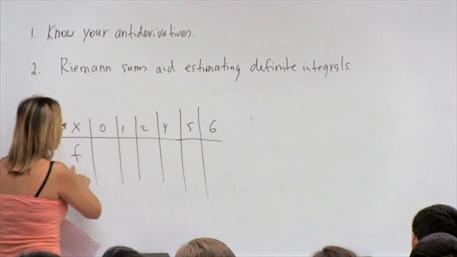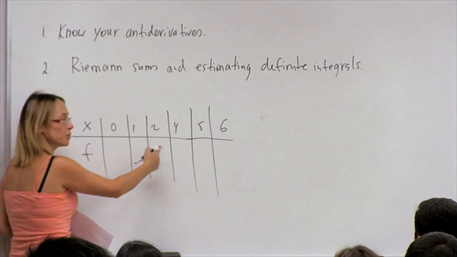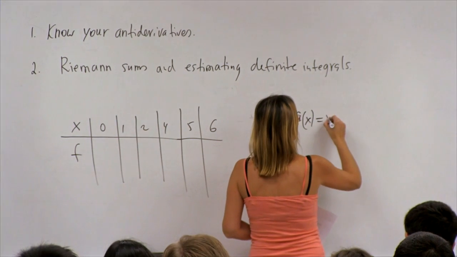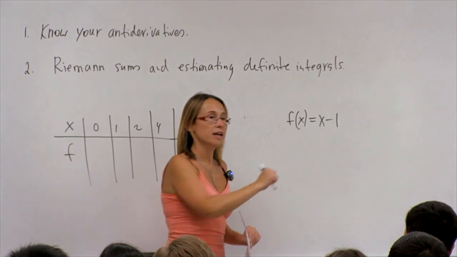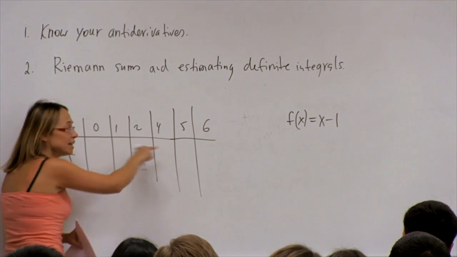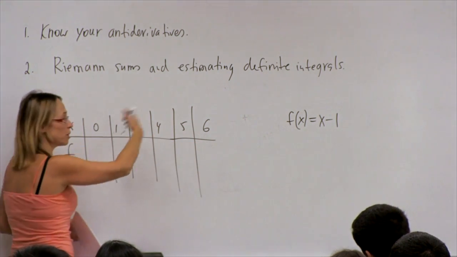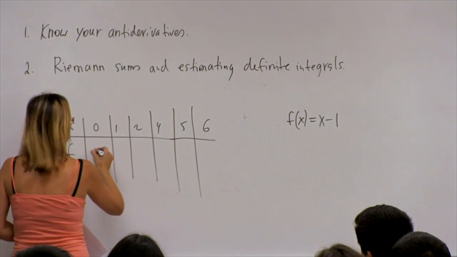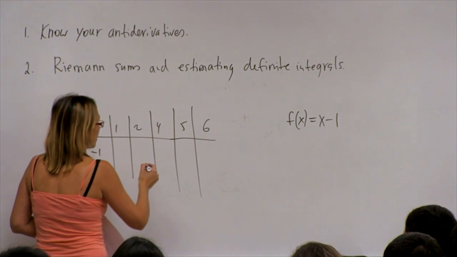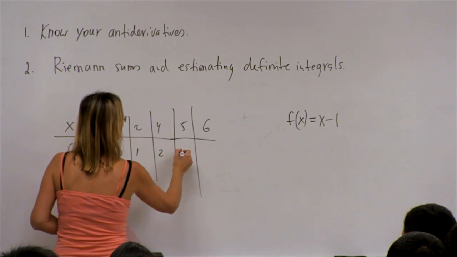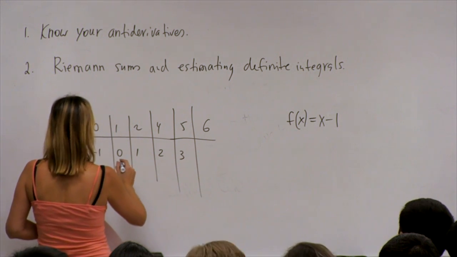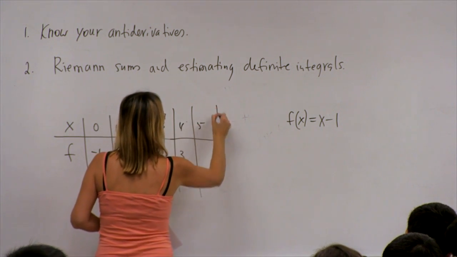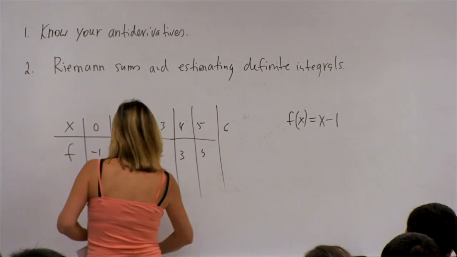Okay. So the functions f can be given. For instance, I could have numbers here, or I could have f of x equals x minus 1. If I have this formula, I can fill in the values here. If I don't have a formula, perhaps I'm given the values. So let's use this example. So the values are minus 1, 0, 1, 2, 3, 4, 5.